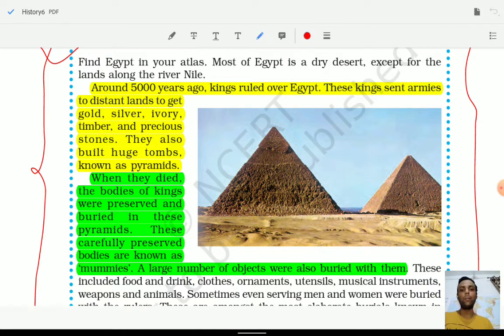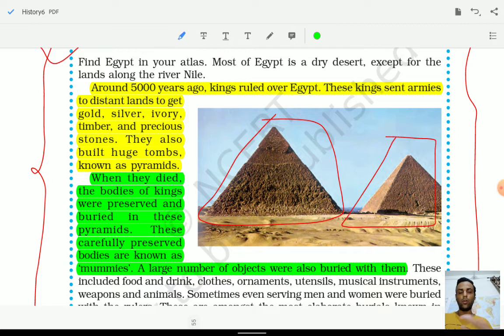So look at the pyramids which have been shown here, and Giza and all were pyramids. We also see these things in the movies. These are gigantic and huge. These were the tombs basically. So when they died, who died? The king or the ruler died. The bodies of these kings were preserved and buried in these pyramids. So basically, these were the tombs where the kings or special people were kept after being dead. These were carefully preserved bodies, and the bodies are known as mummies, right?